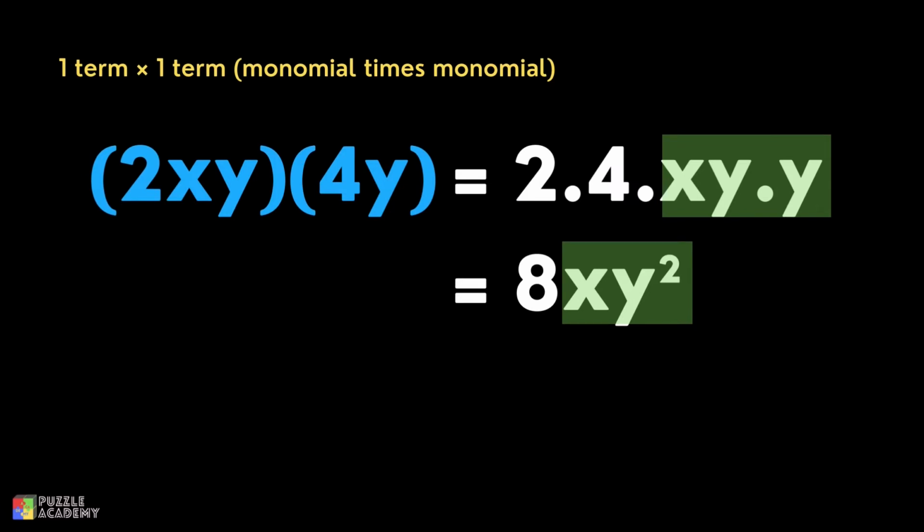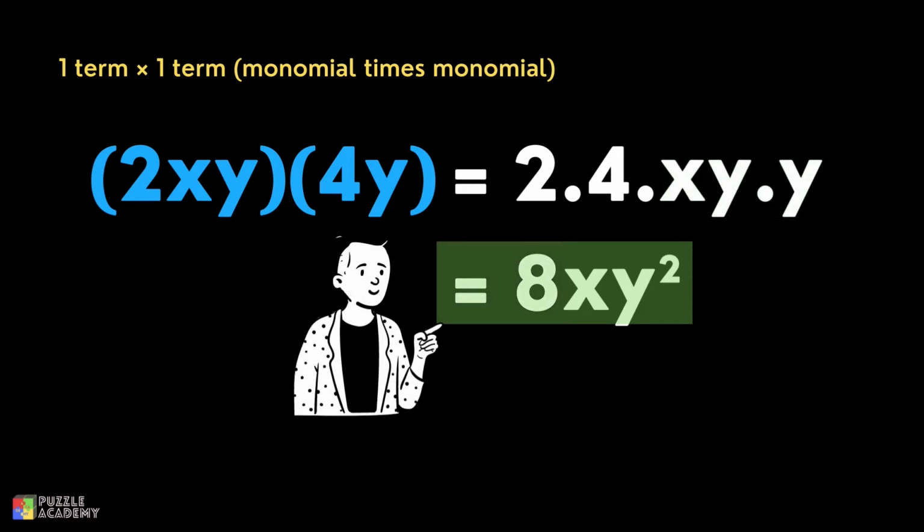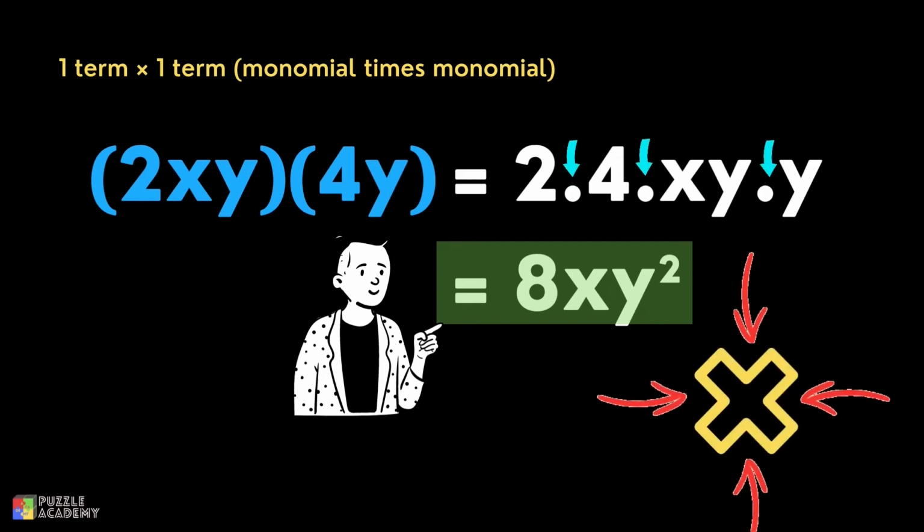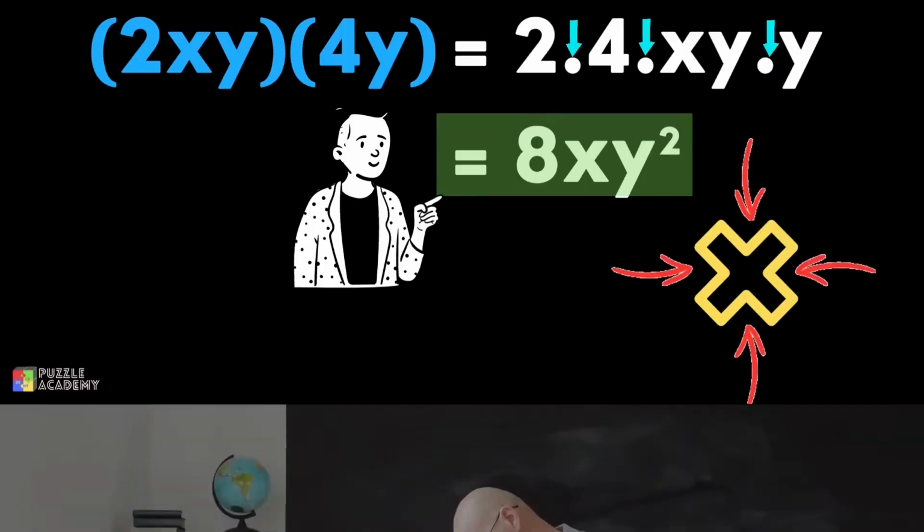And then simplify the variables. We will just copy the x and we will multiply y times y. And that is y squared. So the final answer in this example is 8xy squared. Note, I use a dot to mean multiply. In algebra, we don't like to use this symbol because it looks too much like the letter X. For more about multiplying terms, you may watch the video about multiply and divide variables with exponents.